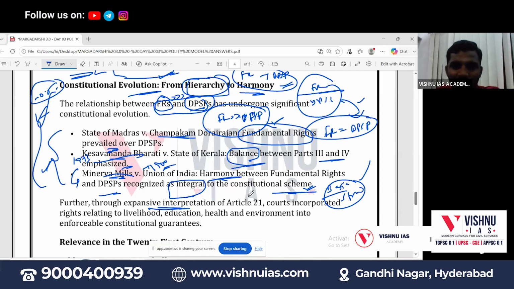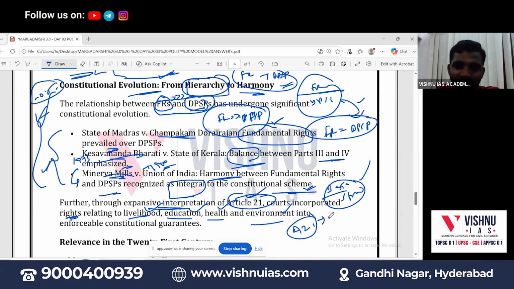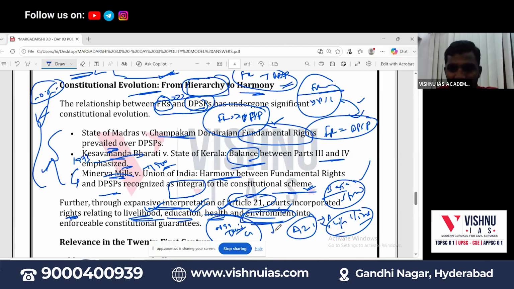So, expansive interpretation of Article 21. This is also something the judiciary has done, and now different rights were included in Article 21, like right to livelihood, right to education, right to health. Once upon a time, Article 21 was a very limited article. Only life and liberty. Only these two words are mentioned. But right now, if you see the Olga Tellis case, here right to livelihood, right to education, right to shelter, right to health, even recently right against climate change. You might have known right against climate change. So all these are interpreted rights, and now the Supreme Court is saying fundamental rights are also expanding, but DPSPs are very important to implement those fundamental rights.